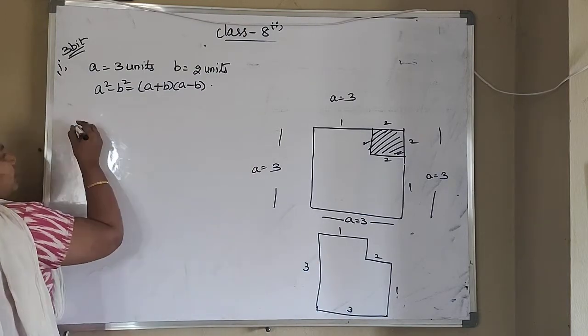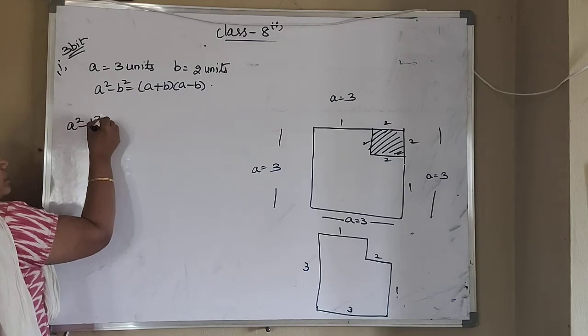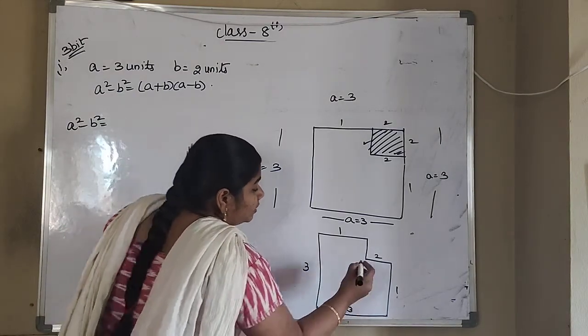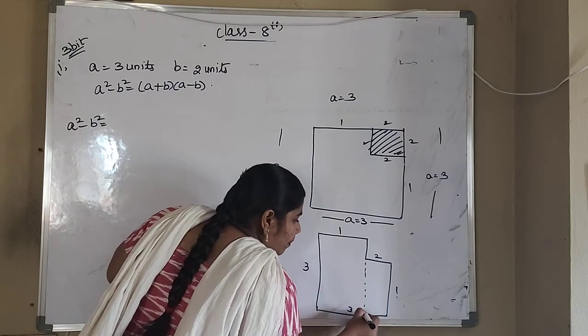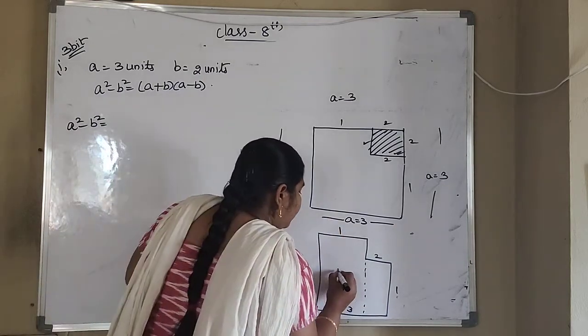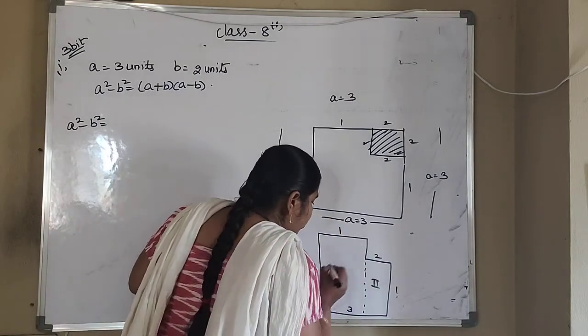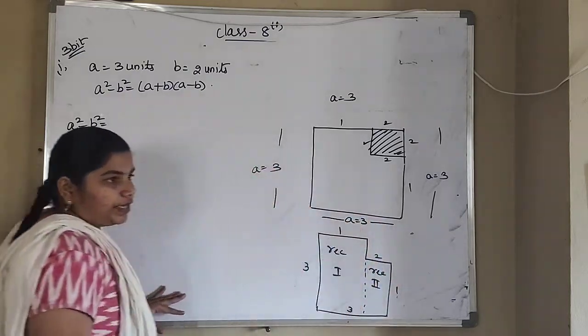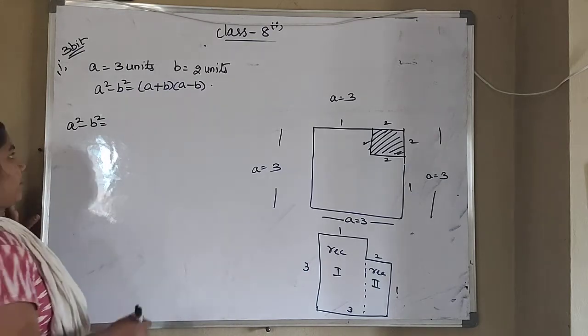So now you got the a square minus b square part. This is the a square minus b square part. This part I am dividing into 2 parts. Okay, this is figure 1. This is figure 2. This is also in the form of a rectangle. This is also in the form of a rectangle. Both areas we have to find.